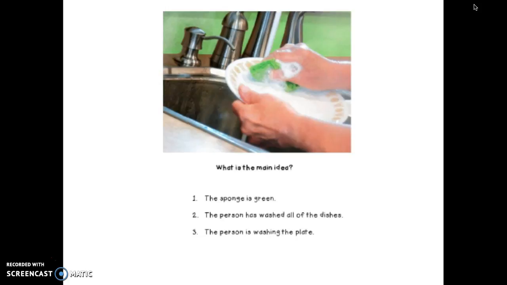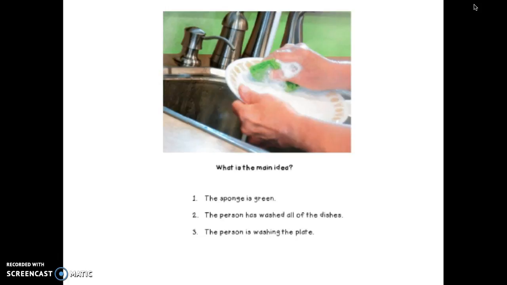Number 3, the person is washing the plate. I think that might be it. What do you think? The person is washing the plate. Think about that for a minute. Which one do you think is the main idea? Did you say number 3, the person is washing the plate? I hope so, because that was it.